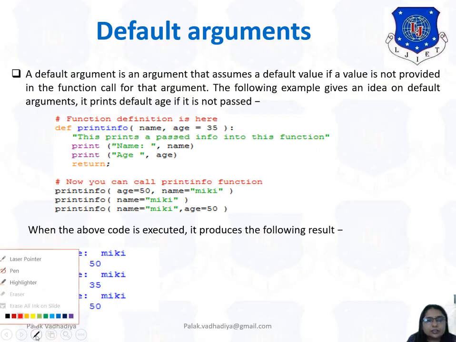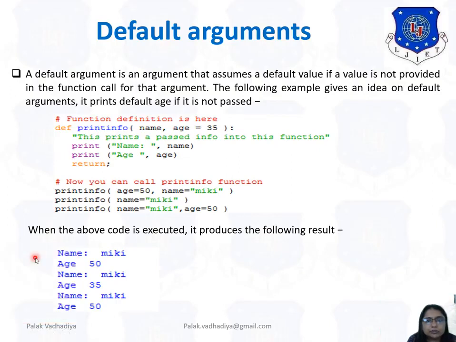When this code is executed the second time, the name is Mickey, but the age variable is not specified. So what will this function do? It will take Mickey in place of name, but in place of age it will display the default value. My default value is 35. If you are not specifying the value of age, then by default it will take 35, because inside the function I specified the value of age equal to 35.